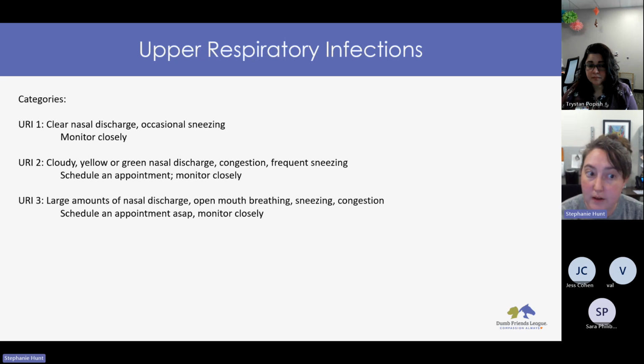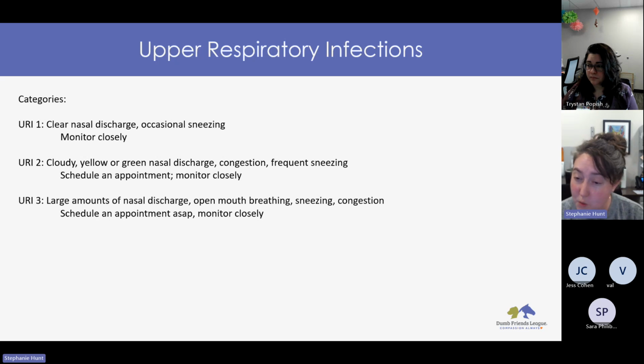With a URI 1, typically what you're going to be seeing is clear nasal discharge. So there's no yellow or green, there's no cloudiness. You might see occasional sneezing. You might see congestion. We don't see that as much with a URI 1, but it does happen. Typically with a URI 1, what we're going to advise you to do is keep a close eye on them over the next 2 to 3 days.